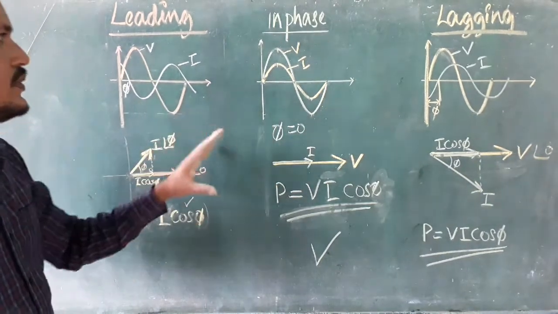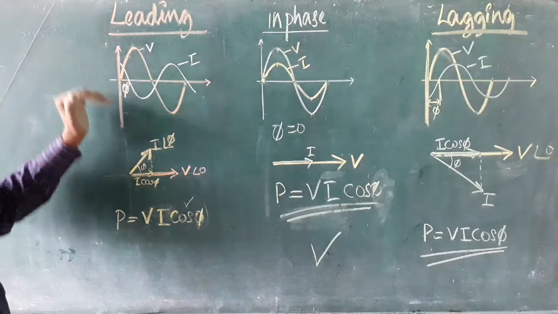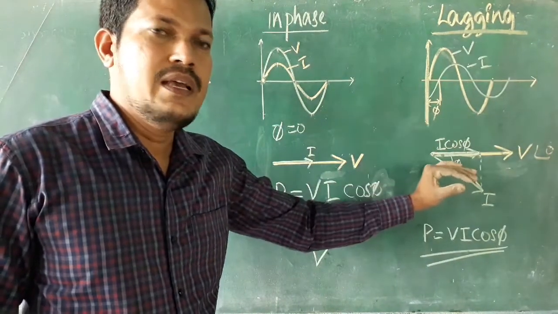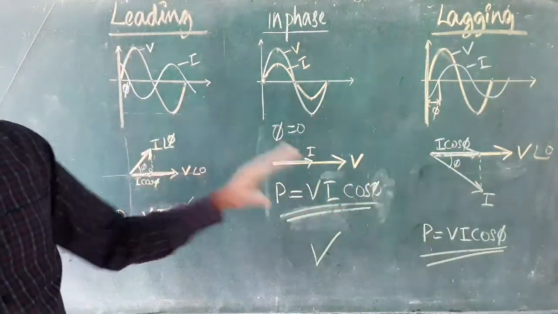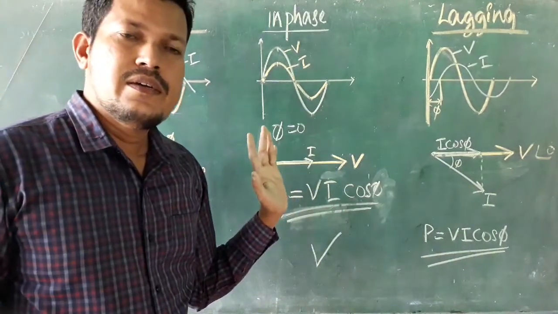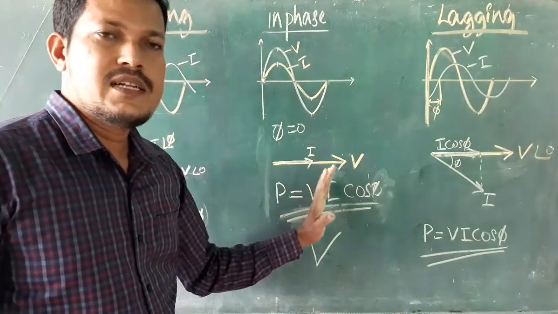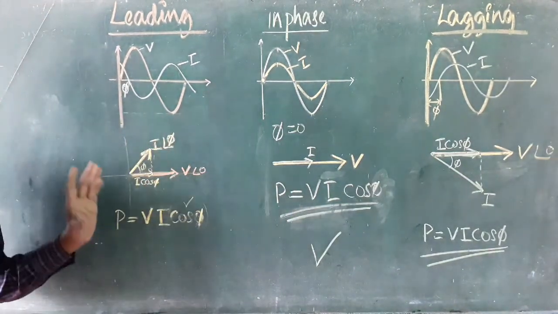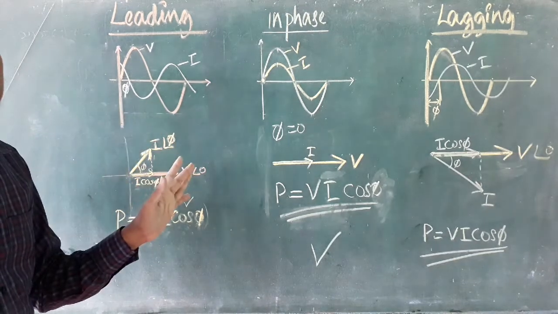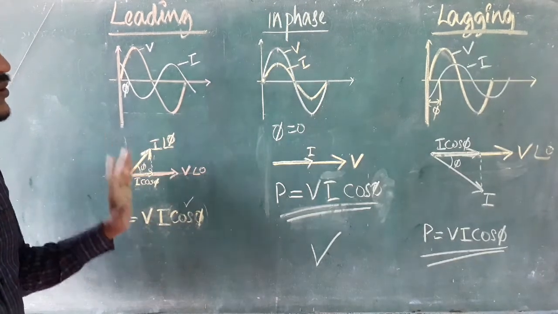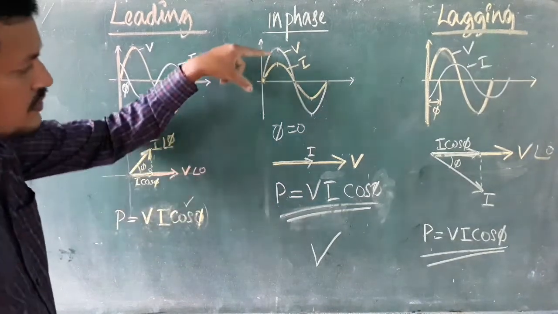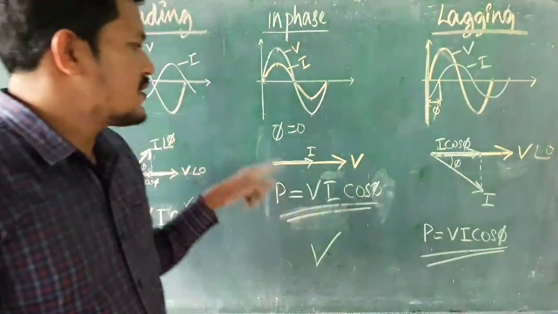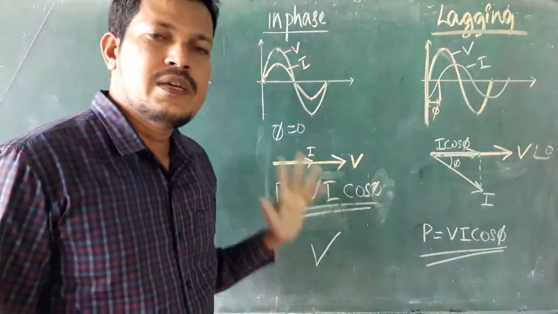In the next classes we are going to discuss why the leading condition happens, why the in phase condition happens and why the lagging condition happens, and whenever lagging or leading comes, how to bring it to the in phase condition. Clear? So in the AC circuit the position of the current and voltage waveforms is very important for the power calculation. So you should know all the positions. If you know the positions of the current, we can draw the phasor diagram or vector diagram. Based on the vector diagram we can find out the power.